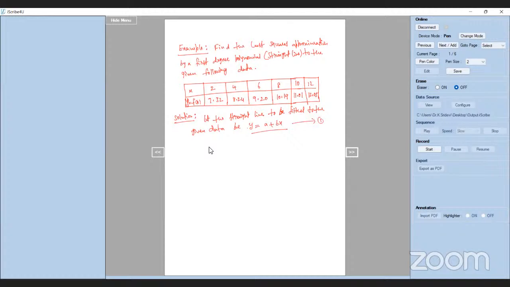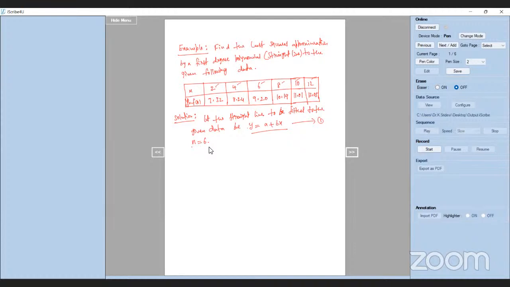Now, first you have to observe from the given problem how many values are there. 1, 2, 3, 4, 5, 6. How many x values are there? 6. How many y values are there? 6. So n is equal to 6. Here we have the 6 tabular values. So therefore the number of values is 6, that is n is equal to 6.